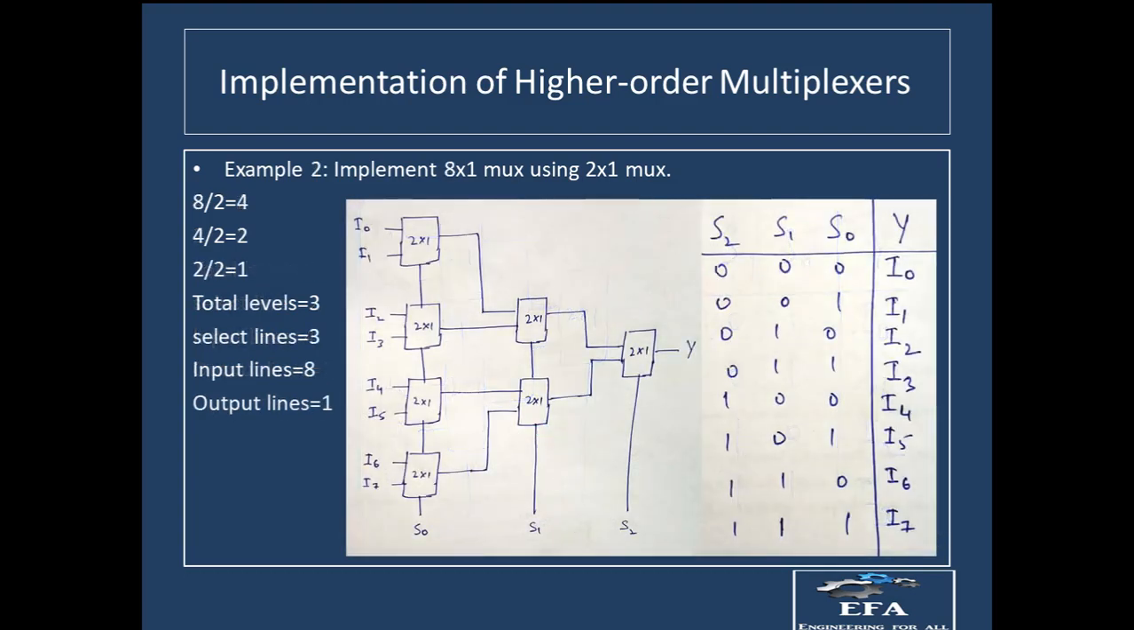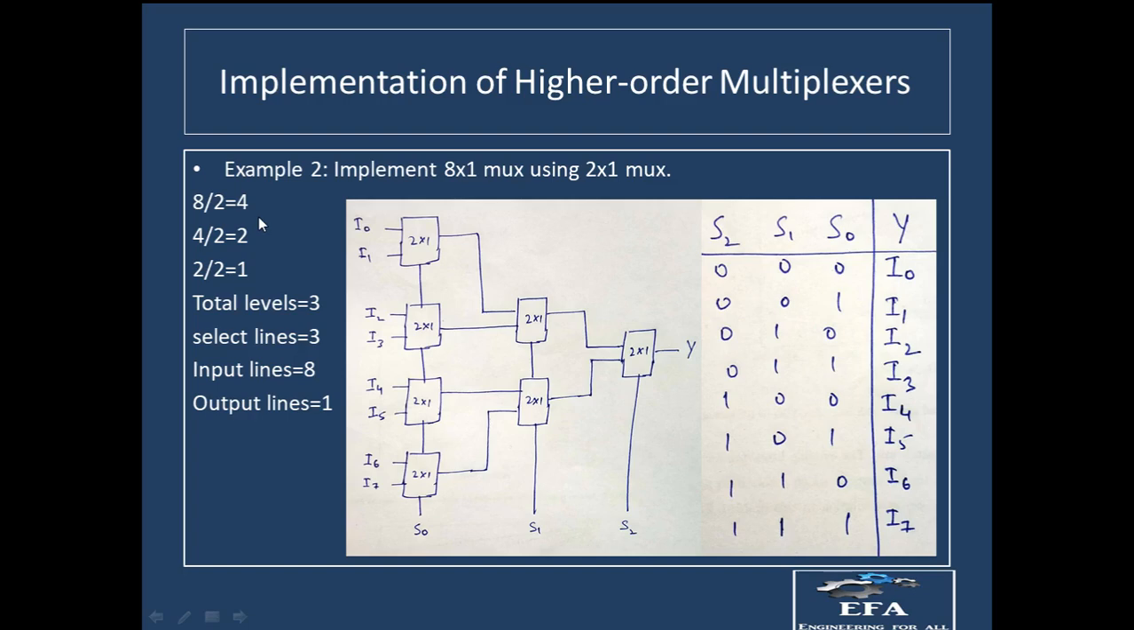Okay, so this is the first example. Let us move on to the second example. In the second example, you can see that we have to implement an 8:1 mux using 2:1 mux. The steps are the same. First of all, we have to divide 8 by 2, so 8 divided by 2 is equal to 4. This 4 will again be divided by 2, which is equal to 2, then 2 divided by 2 will be equal to 1.